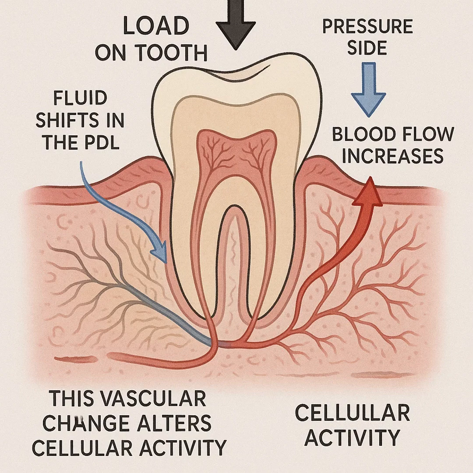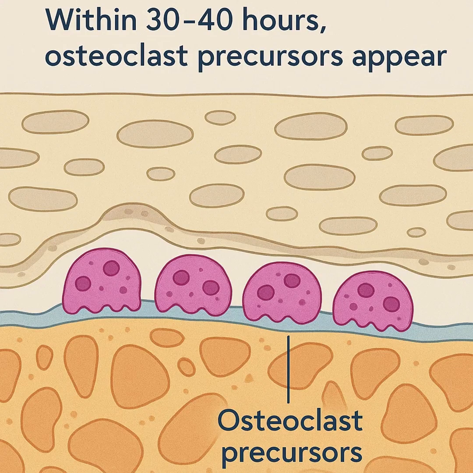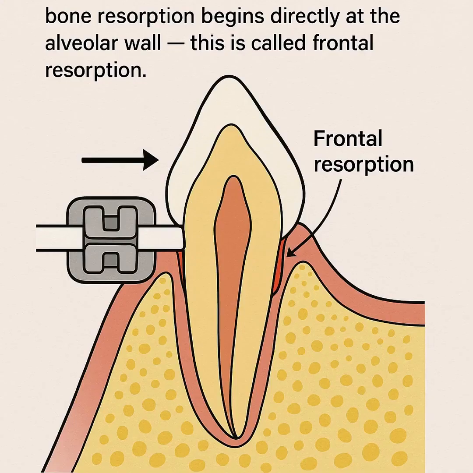Fluid shifts in the PDL. On the pressure side, blood flow decreases. On the tension side, it increases. This vascular change alters cellular activity. Within 30 to 40 hours, osteoclast precursors appear. If the force is gentle and within physiologic limits, bone resorption begins directly at the alveolar wall. This is called frontal resorption.